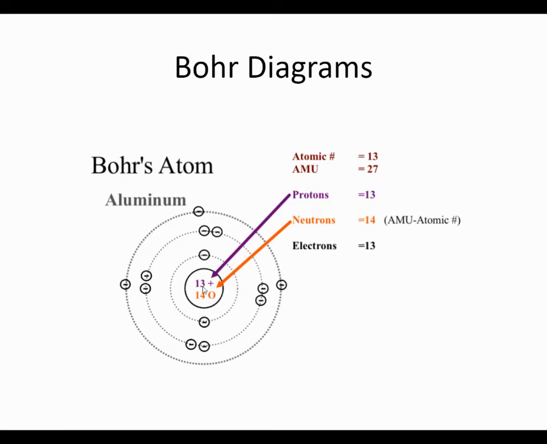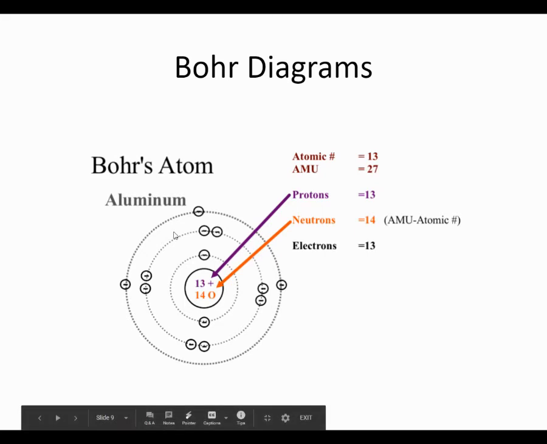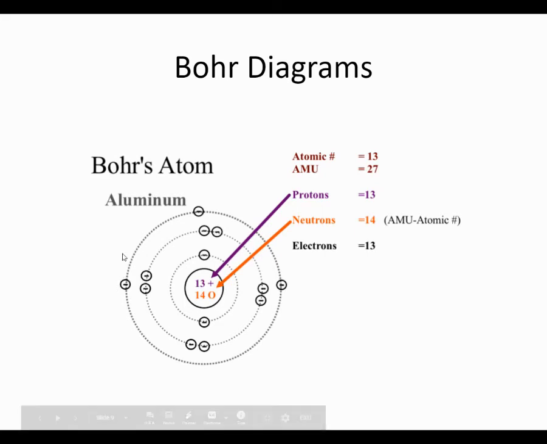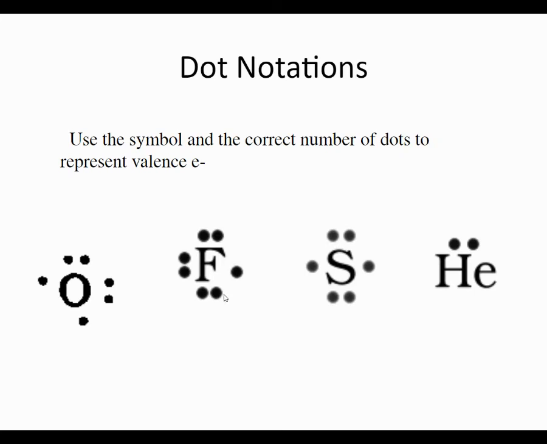So Bohr diagrams go like this. You tell me how many positives, so how many protons we have, how many neutrons we have, and then you draw the energy levels from there. As you can see, 2, 8, and then we have 3, meaning that we are doing aluminum, because aluminum has 13 protons, 13 electrons, 14 neutrons. So that makes sense. That's how we do a Bohr diagram.